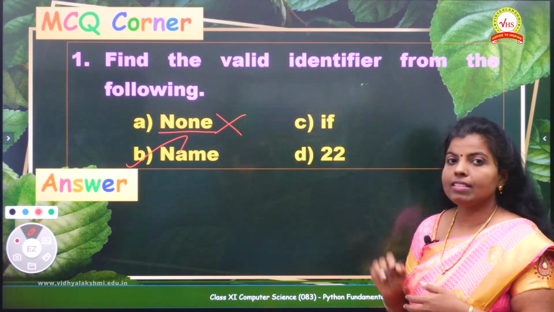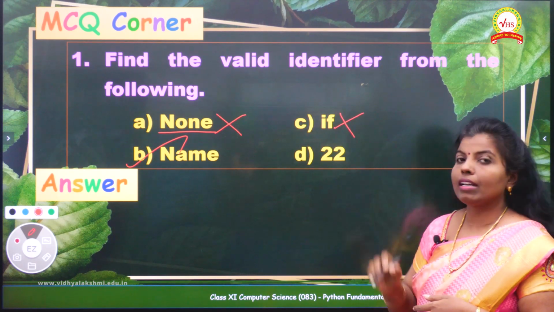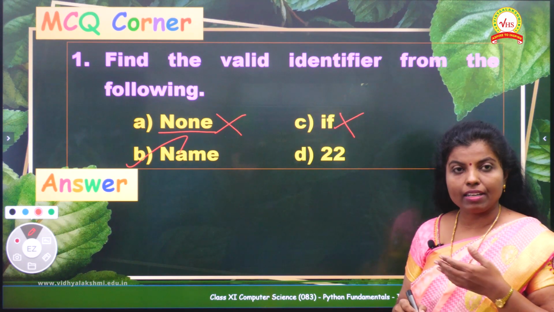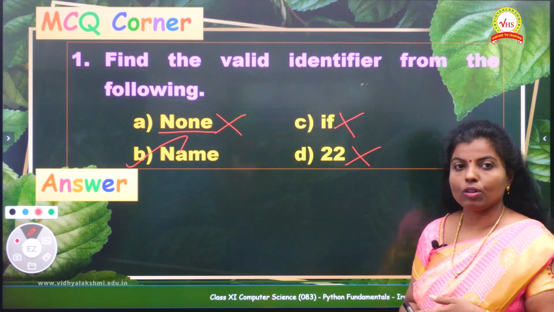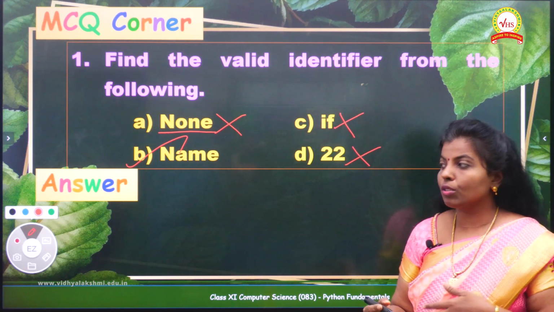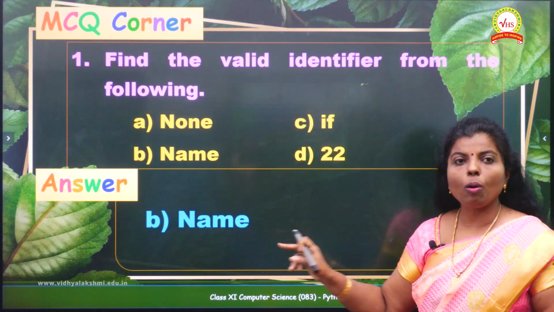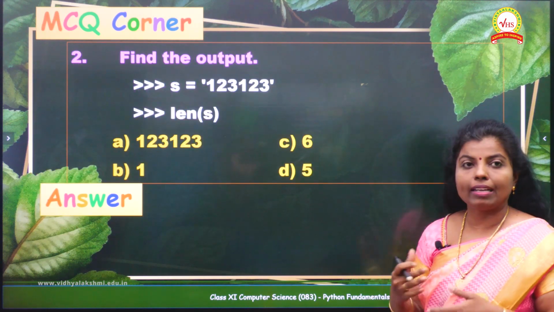If you see option C, this is a keyword of Python, so this cannot be a valid identifier of Python. If you see option D, it is an integer literal, so this cannot be a valid identifier of Python. So, our answer is going to be option B, name. Option B, name is the answer for the first question. Let us move on to the next question.